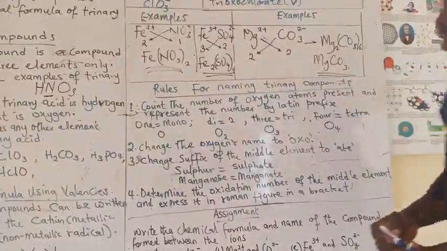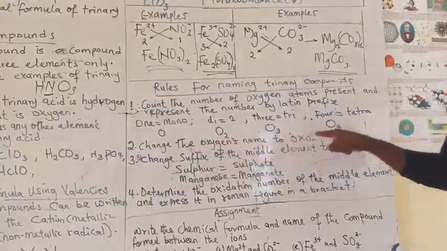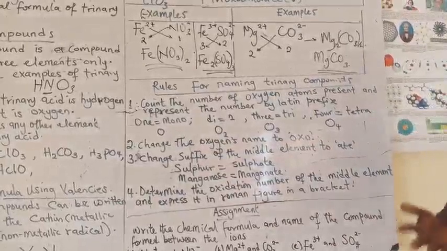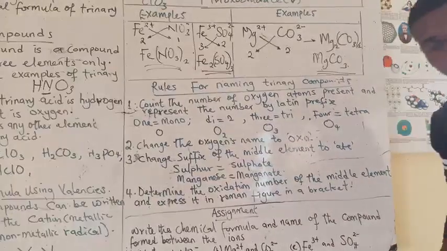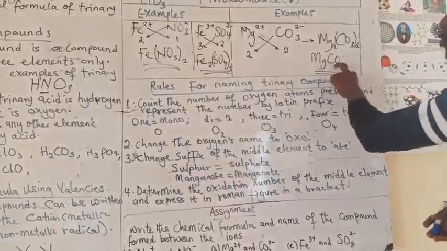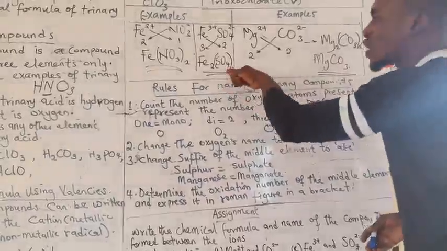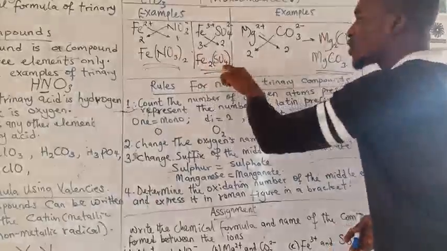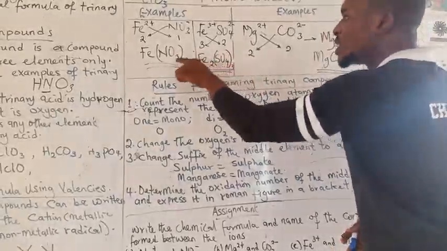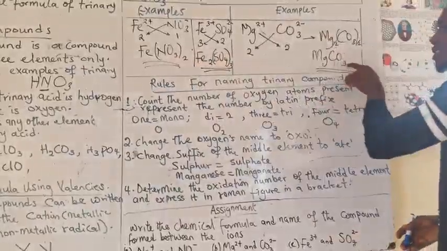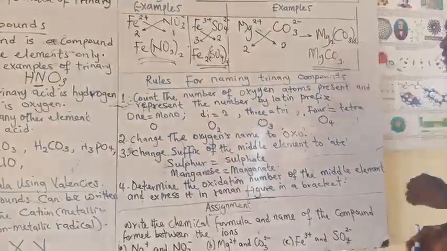Number 2, change the oxygen name to oxo. We don't call oxygen oxygen when naming a trinary compound or trinary acid. We call the oxygen oxo. That is why you will hear things like trioxo, and something like tetraoxo. So this tetra means 4 oxygen. This trioxo means 3 oxygen. So take note of that.